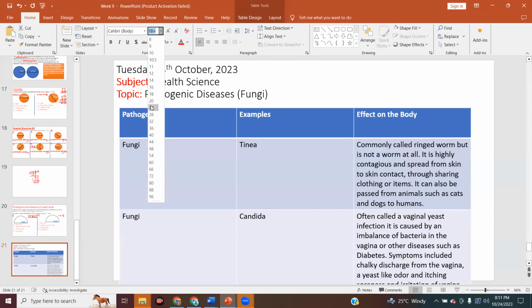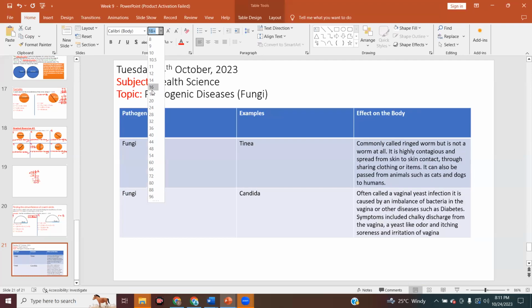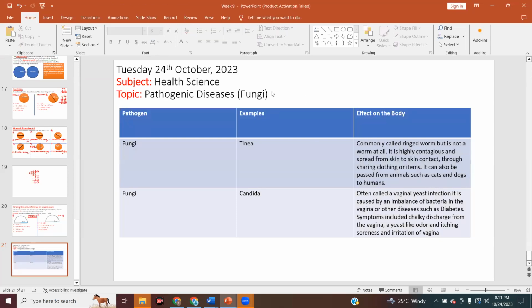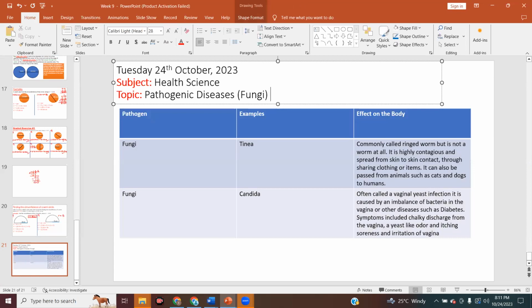As we can see, like I told you before, pathogenic diseases are nothing to play with. I think we can talk about something else. I think we have a chance for maybe two more. Maybe we can talk about plasmodium and the worms. Okay, so let's look at them.